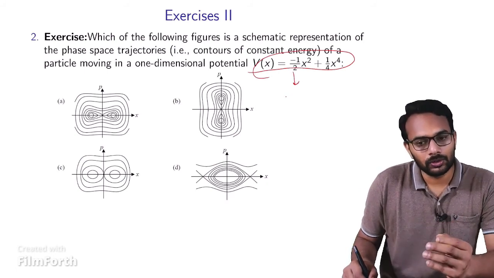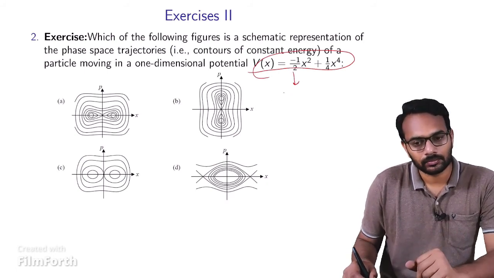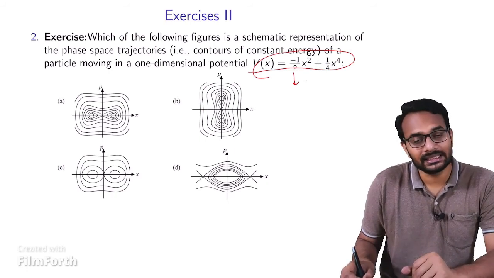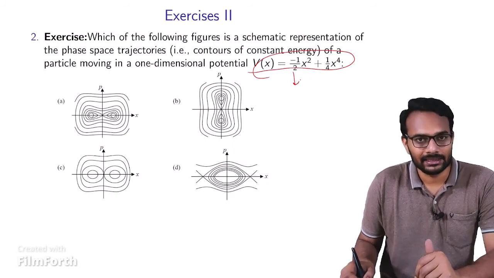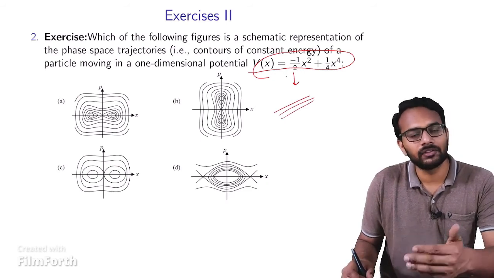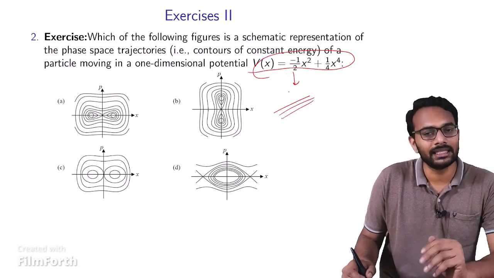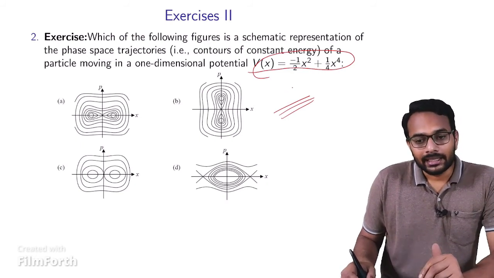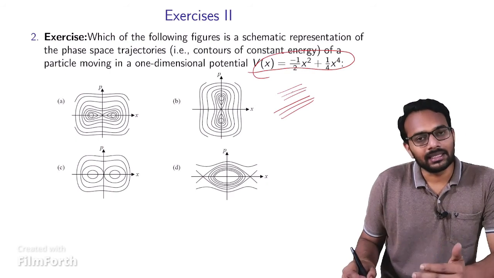So how would you do this? First plot the potential energy curve, potential energy versus x. Draw the energy lines. You remember the steps for plotting the potential. If not, you can go back and check. We did it for one case. And then you draw the energy lines and you draw the phase space diagrams corresponding to this.